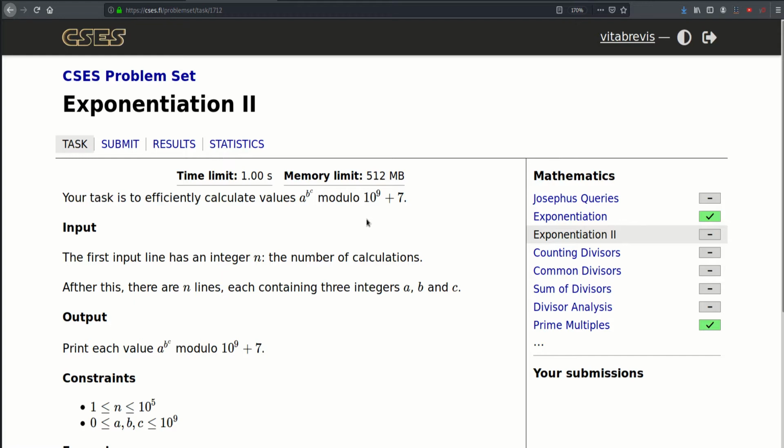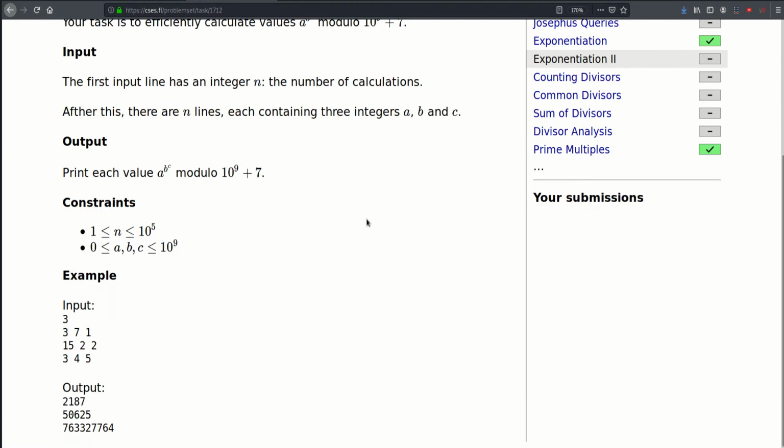And we will have to answer n queries, n being up to 10 to the 5th. For each query we'll be given 3 integers a, b, c, and these integers can be as large as a billion. So let's go to the drawing board and see how we could solve this problem.